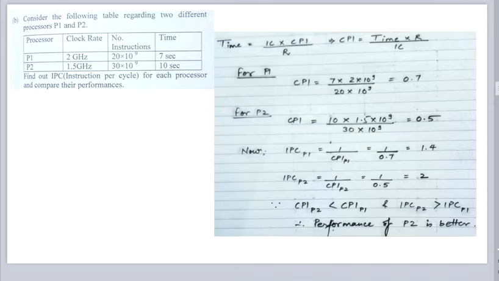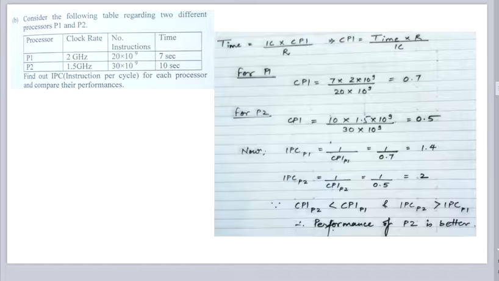Next we have a question. Consider the following table regarding two different processors P1 and P2. Their clock rate, number of instructions and execution time are given. Find out IPC, that is instructions per cycle, for each processor and compare their performance. Now we know CPU time will be instruction count into clock cycles per instruction upon clock rate. So CPI will be time into clock rate upon instruction count. For processor 1 CPI will be 0.7, for processor 2 CPI will be 0.5.